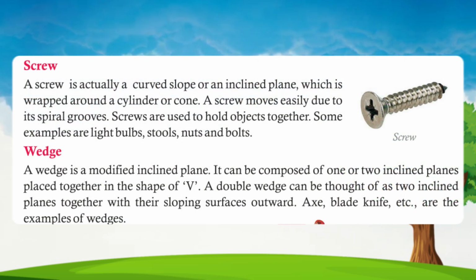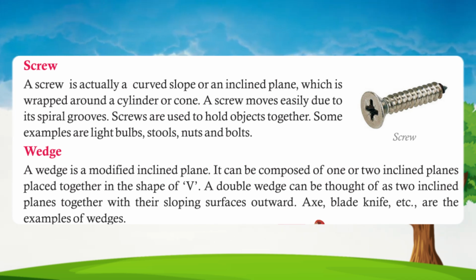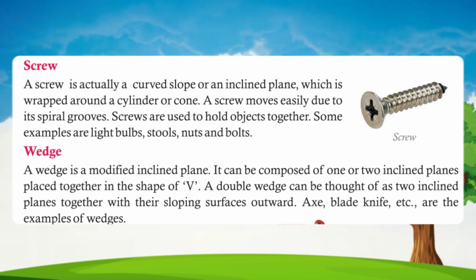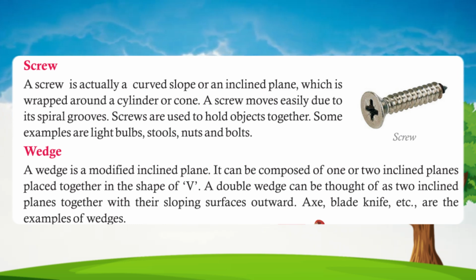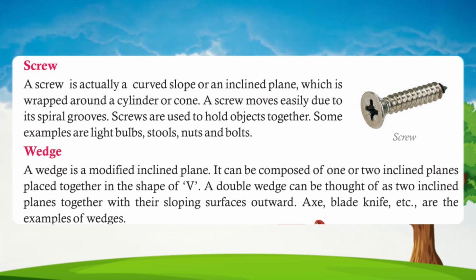Screw. A screw is actually a curved slope or an inclined plane, which is wrapped around a cylinder or cone. A screw moves easily due to its spiral grooves. Screws are used to hold objects together. Some examples are light bulbs, stools, nuts and bolts.